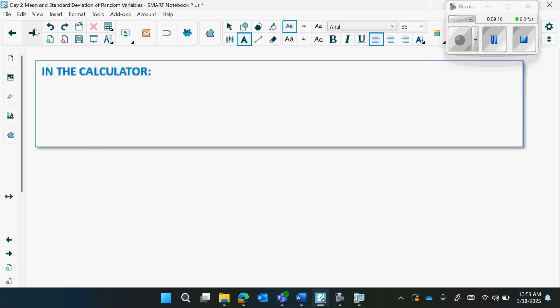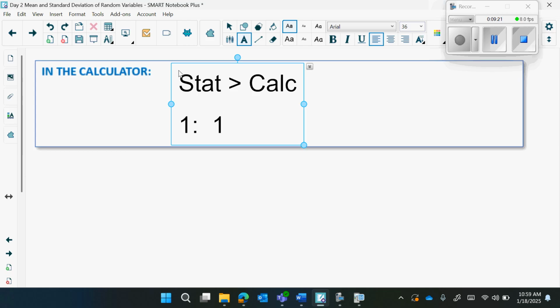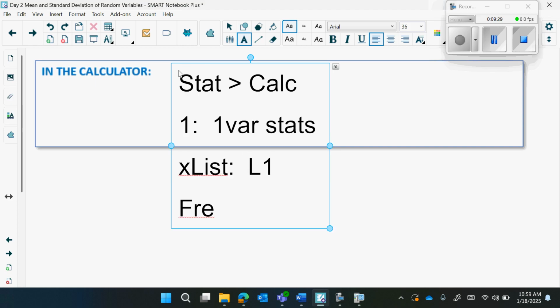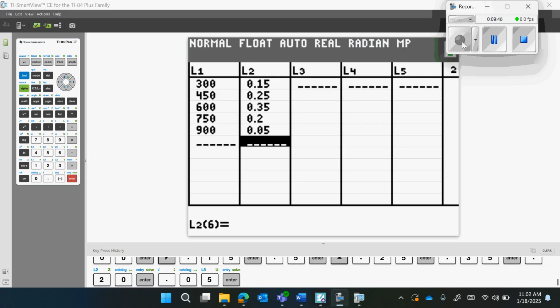Now, if it's multiple choice, you can just go right to the calculator. So you're going to press stat, go over to calc, go to one variable statistics, and make sure your data is in L1 and L2. L1 is going to be your X list, which in this case would be your costs, and L2 is going to be your frequency list, which is going to be your probability. So after you write that down, I'm going to show you how to actually do it. Okay, so I'm going to do it myself by entering the data in L1 and L2.